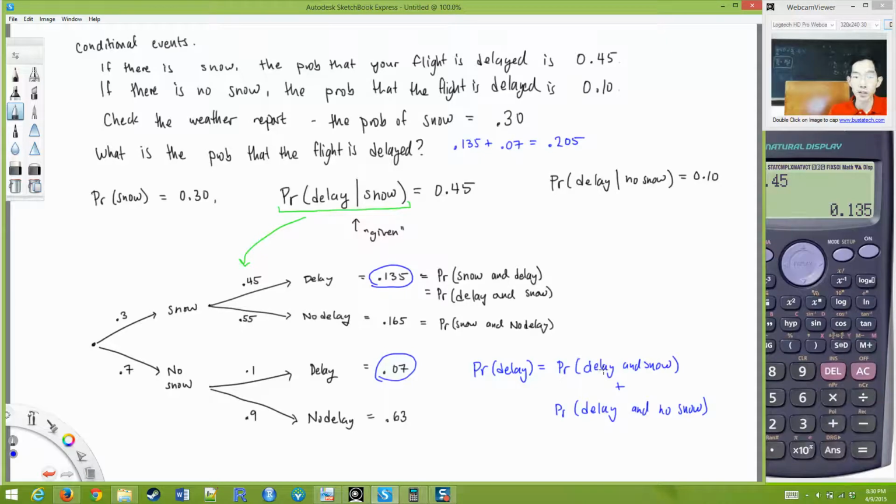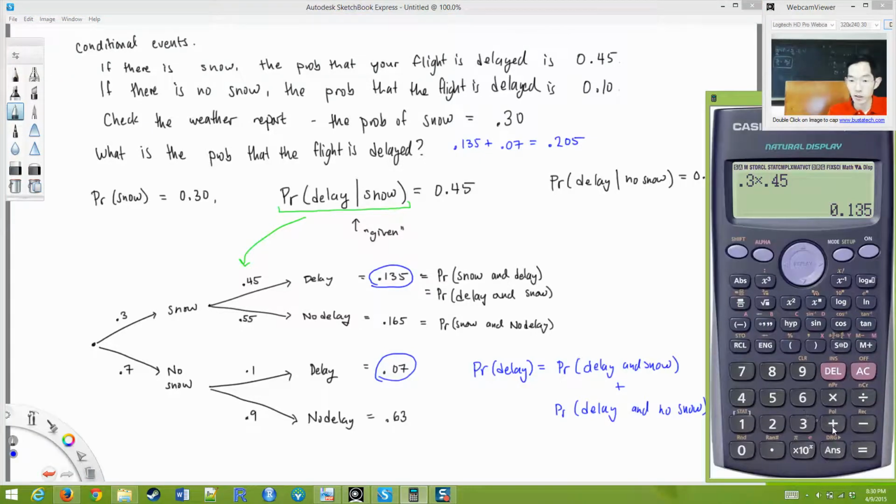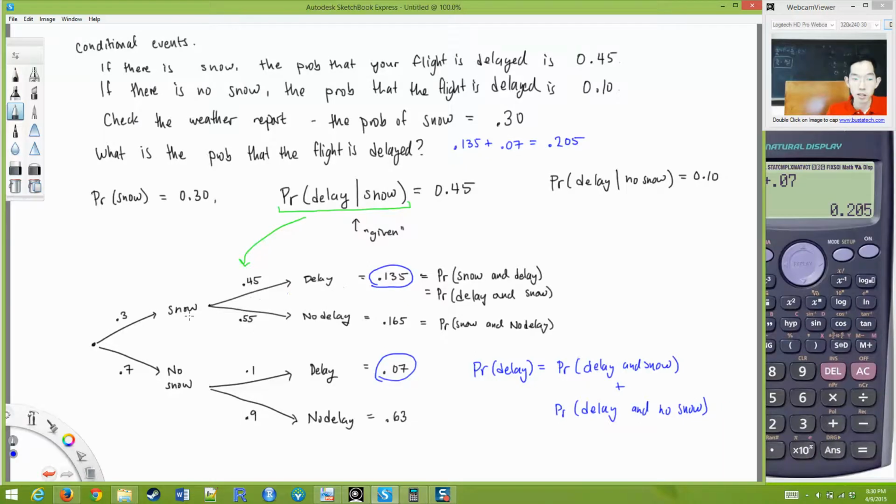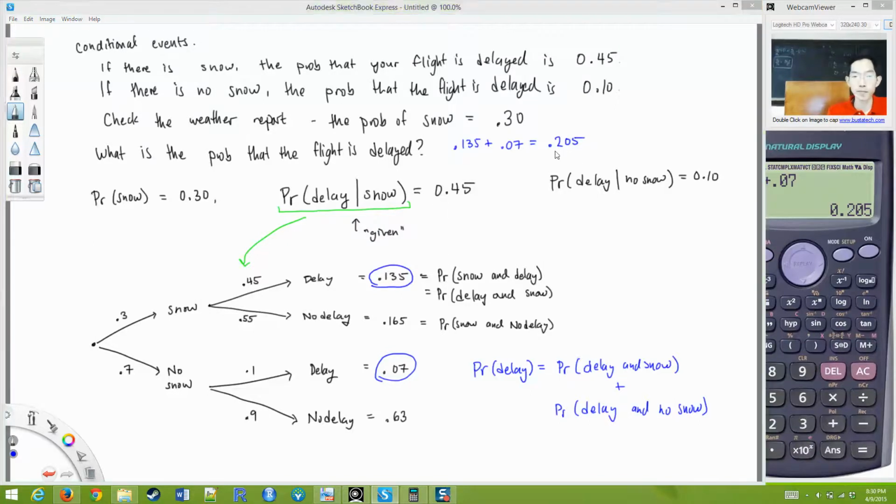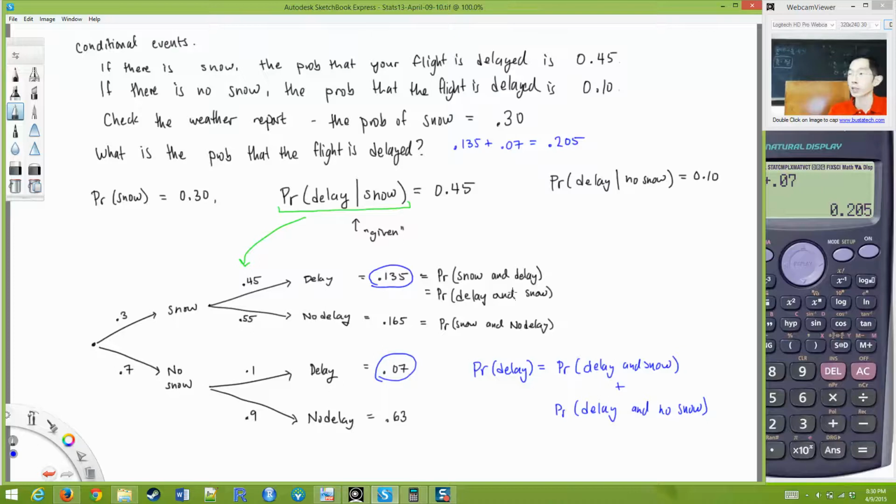I'm sorry? How did you get 0.205? Did I add that wrong? 0.135 plus 0.07 is 0.205. So there's two ways to get a delay. There could be snow and the flight is delayed, and the probability of that happening is 0.135. There could also be no snow, but your flight gets delayed anyway, and the probability of that happening is 0.07. And so we add those two together and we get 0.205. Okay, is that okay?